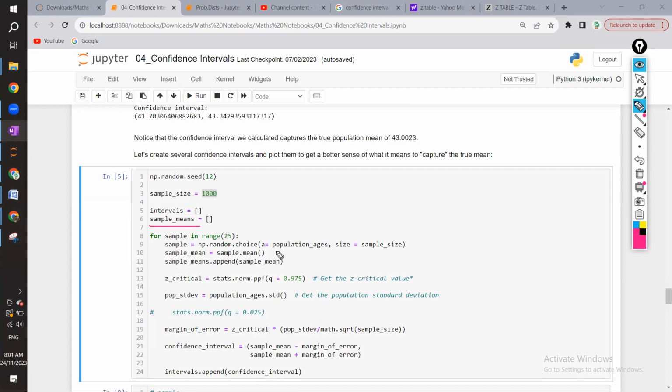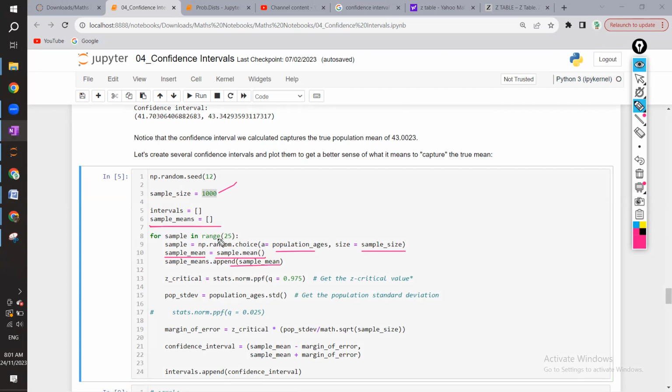First time it will come here from the population. Take sample size is how much? 1,000. Okay, take 1,000 samples from this 2.5 lakh population ages, randomly take that, and that is the sample. Now next, you will calculate sample.mean, that is the sample mean, and to the sample_means variable, just append this sample mean.